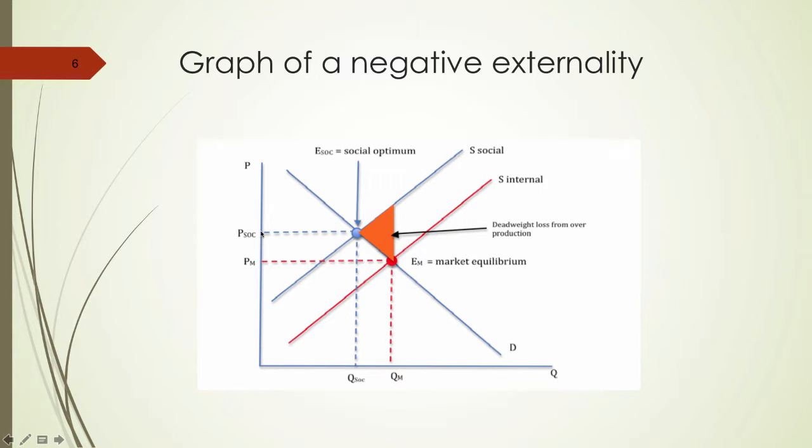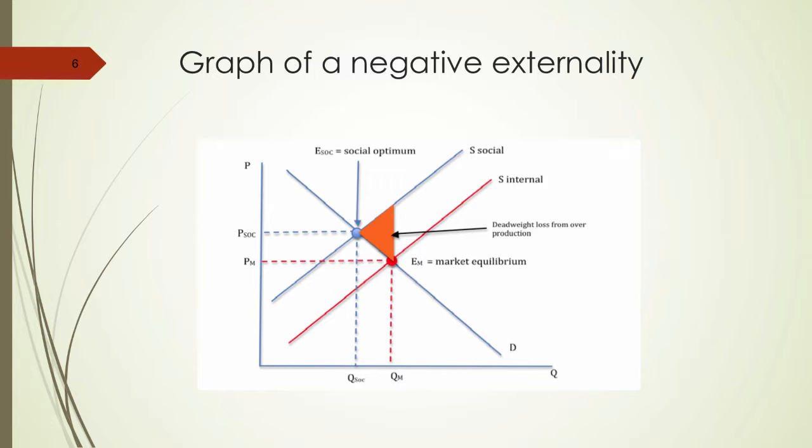Those are the prices and quantities that society would prefer, because they don't want as much production as is currently happening. That leaves us with this orange triangle, which is a deadweight loss from overproduction. So in this case, we have too much production and it causes a deadweight loss. So what we see here with the negative externality is that there are two supply curves, one for the private production, one for social production, and we see a deadweight loss that results because we've overproduced relative to what society would prefer.